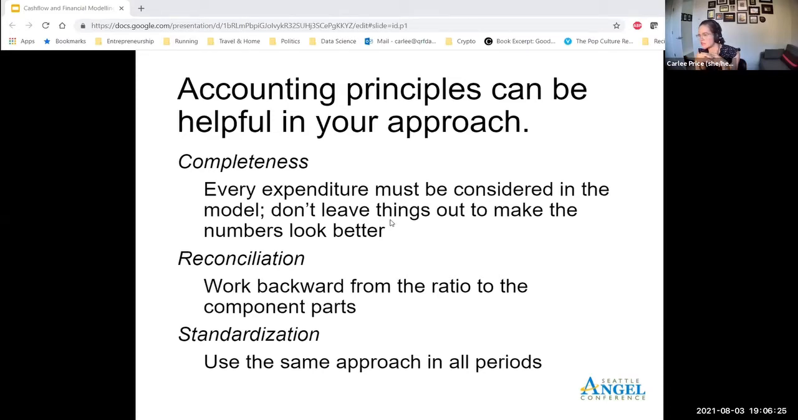And then standardization is the third principle, which means to use the same approach in all periods. You can change the approach if it makes sense, but you can't change the approach period by period when looking across time in a single model.